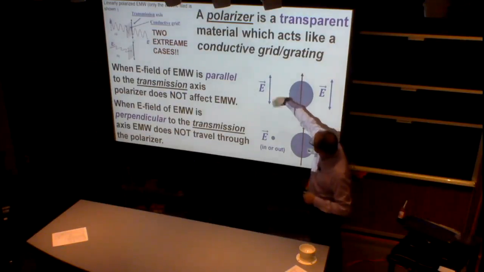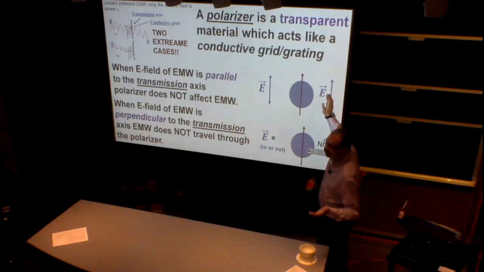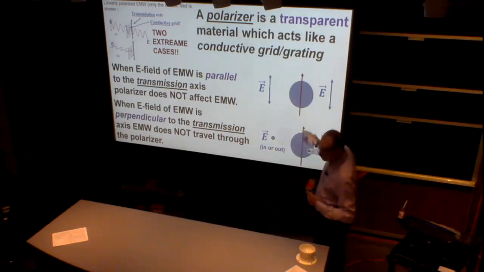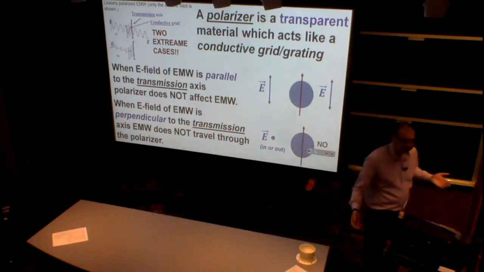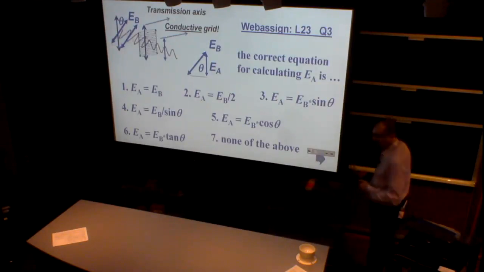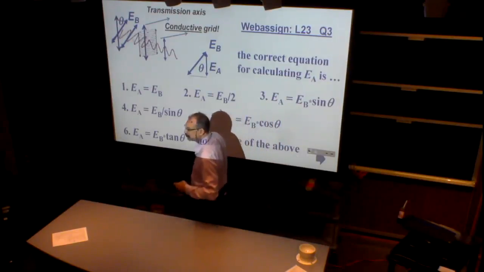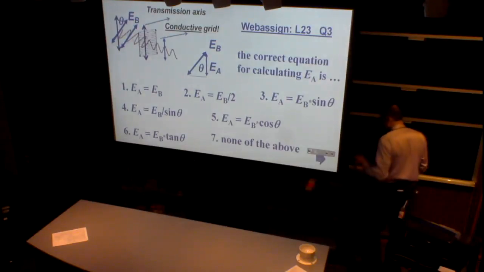So when the electric field of a wave is parallel to the transmission axis, it travels through without any change. But if the electric field in the electromagnetic wave is perpendicular to the transmission axis, there is no transmission. Light cannot pass through. So please tell me what's going to happen if light travels at a certain angle. So here I have a simple model.